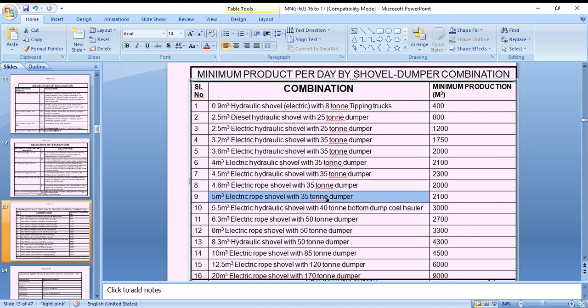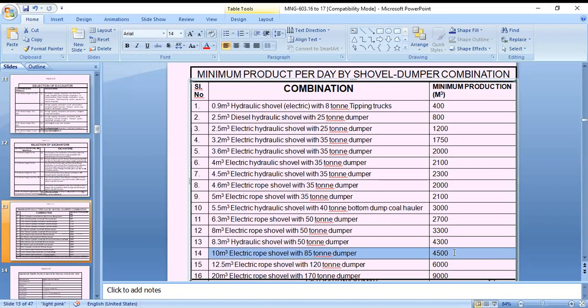A 5.5 meter cube electrical hydraulic shovel with a 40-ton coal hauler dumper, 3000. A 6.3 meter cube electrical rope shovel with a 50-ton dumper, 2700. An 8 meter cube electrical rope shovel with a 50-ton dumper, 3300 meter cube you can expect. An 8.3 meter cube hydraulic shovel with a 50-ton dumper, you can expect 4300 meter cube production. A 10 meter cube electrical rope shovel with an 85-ton dumper, this combination is very suitable.